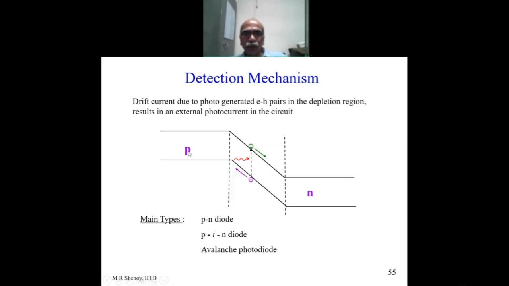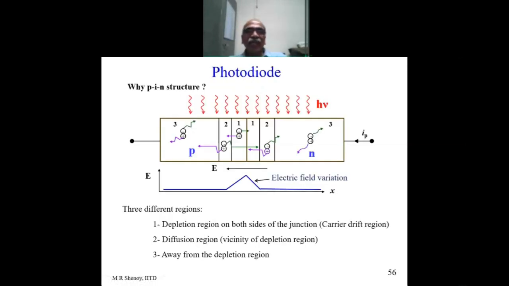And that leads to, so if you connect this P and N to a wire in the external circuit, there will be a current flow. And the mechanism, but today the diodes which are used are pin structures. So there is a question, why pin structure?